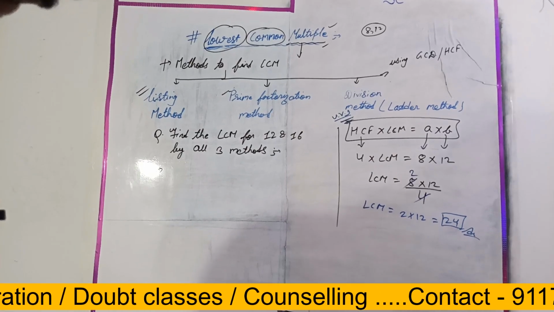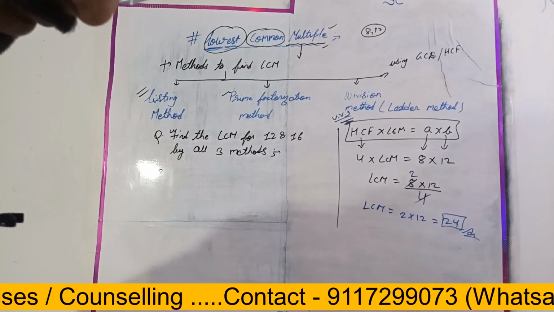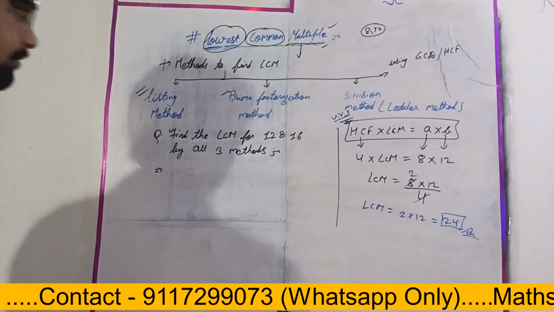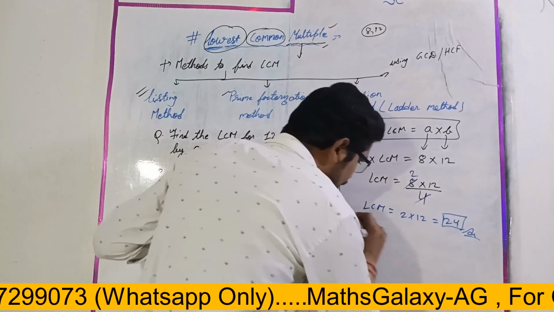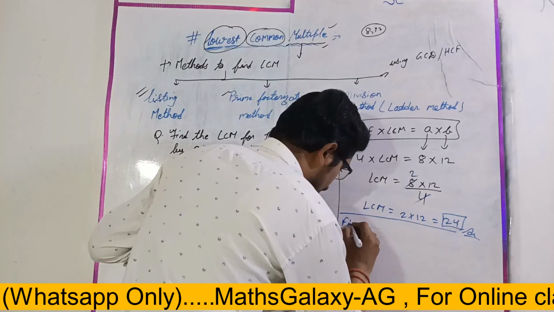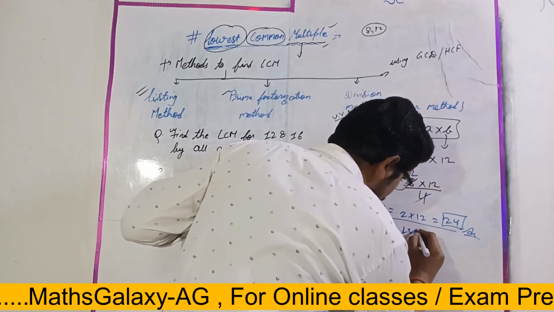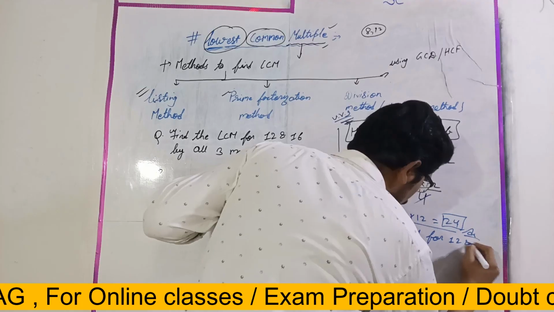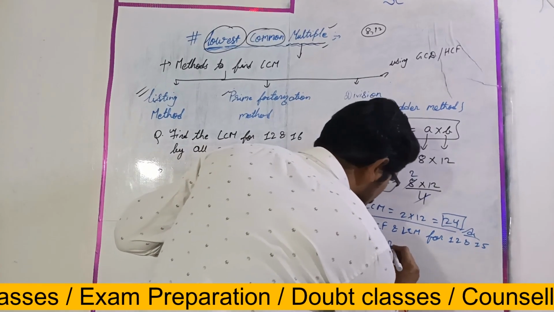And let's take the homework. Find the HCF and LCM for 12 and 15 by all three methods.